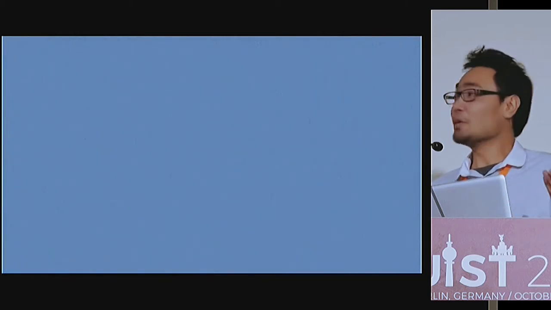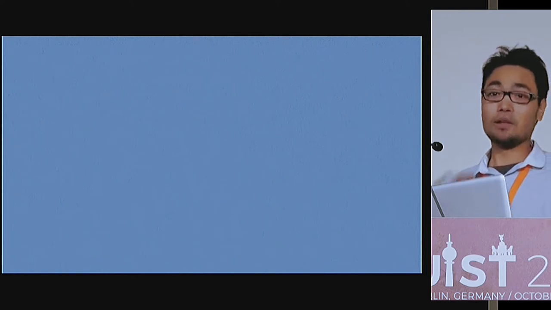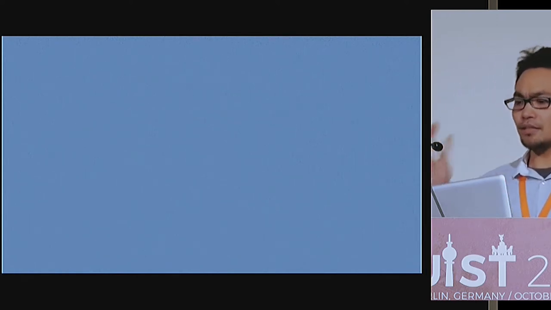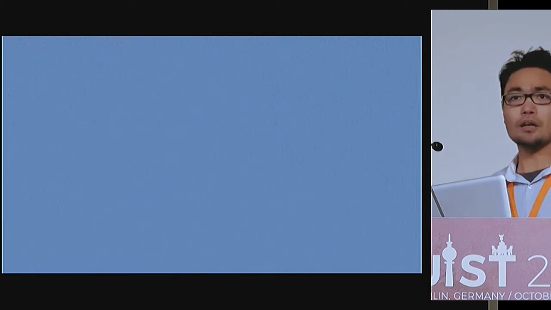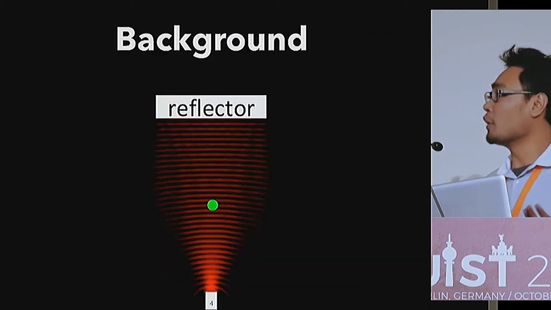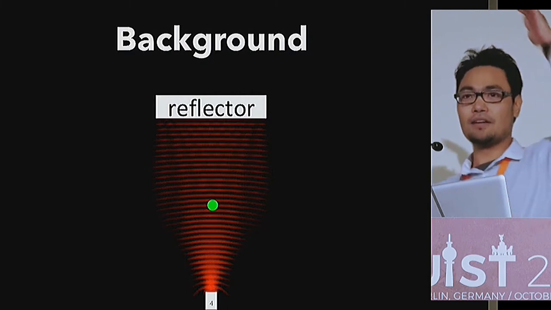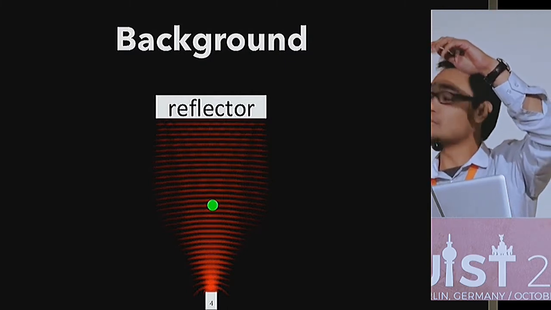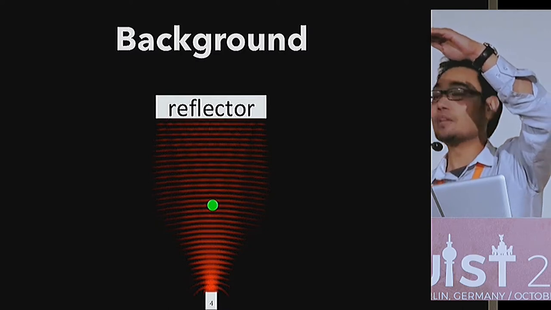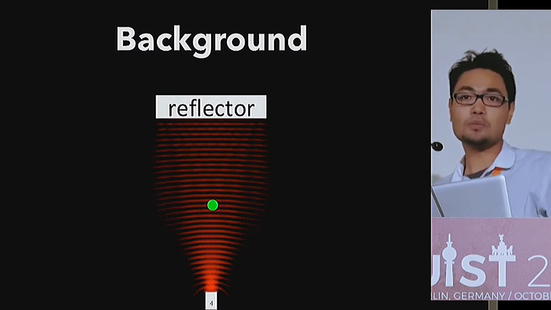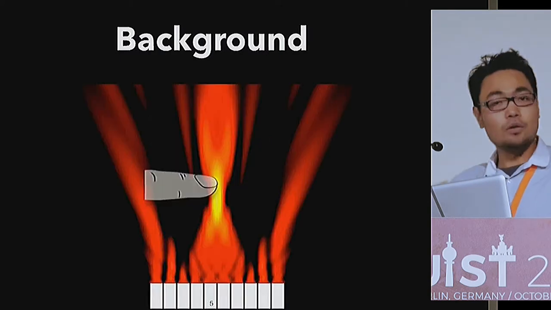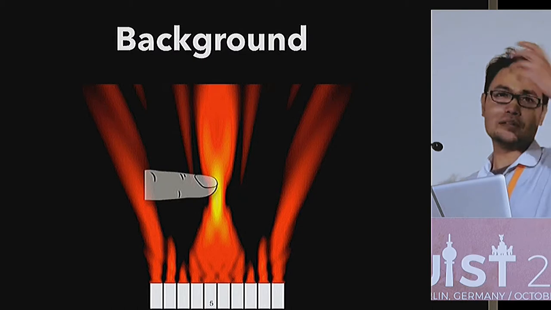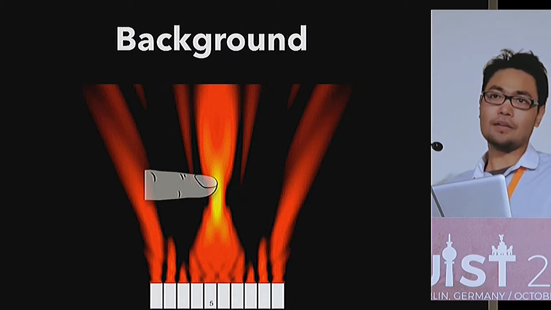Then how did we come up with this solution? Let me first introduce you to the existing approaches in sound fields. For example, if you have one transducer and a reflector on top, you can create levitation, levitating the object by just having a standing wave. You can also increase the number of transducers. Now you can create a focal point, and this focal point can create haptic feedback.